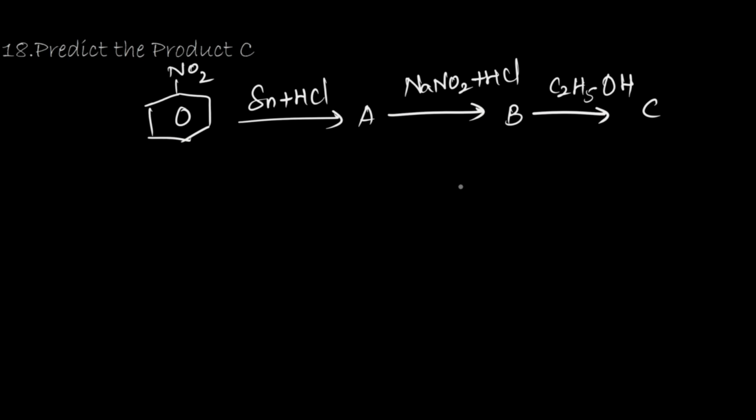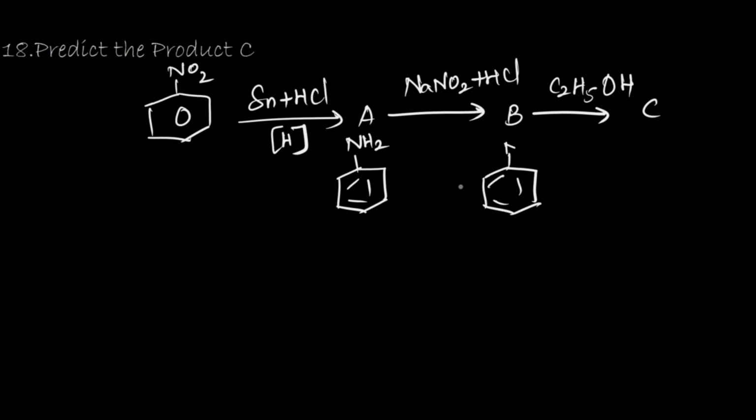So first we have NO2, that will give you an amine at the time of reduction. This is a reduction reaction, is it? After that NaNO2/HCl gives us a diazonium salt. Then C2H5OH will produce benzene, and N2 gas will be released.